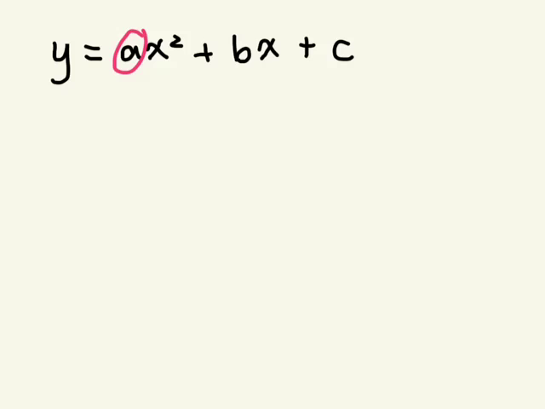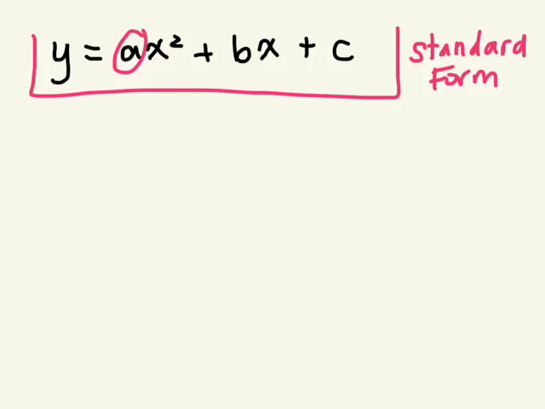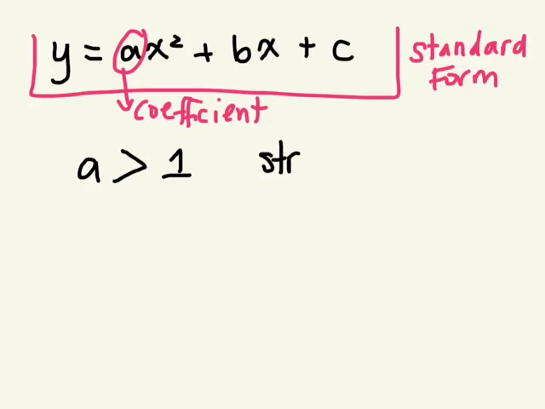All of these equations were written in what is called standard form of a quadratic relation, okay? We're going to talk about how a, the coefficient of x squared, that value, that number, affected the graph. So if you recall, when a was a number that was greater than 1, what happened to the graph? Copy this down, this is important. When a is a number greater than 1, the graph is stretched.